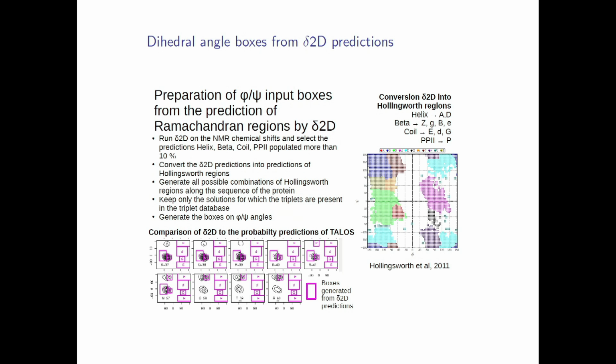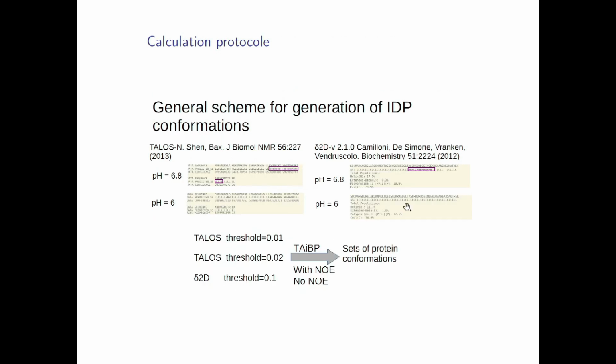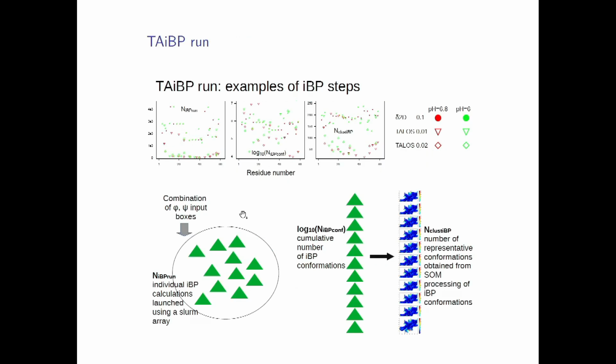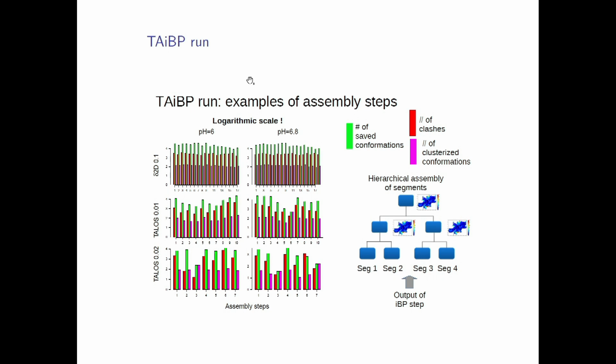So we are using two tree schemes for calculation, either the Talos input, so two inputs from the Talos with a different threshold for defining the box, and delta 2D input, and then we are generating conformations. Here you have some examples of the conformations we have been generating, so it's more statistics for the generation, and that's the generation of the assembly.